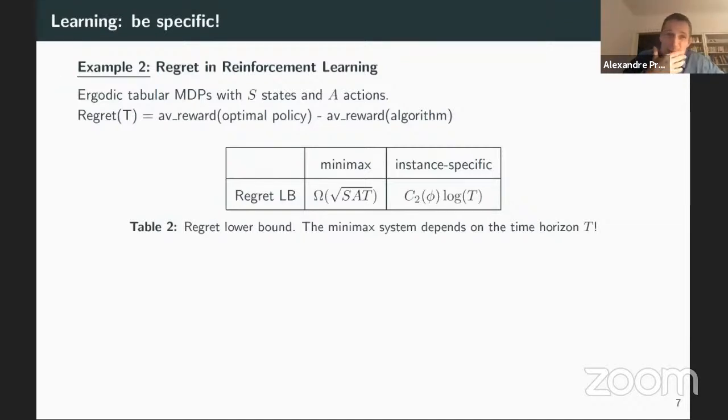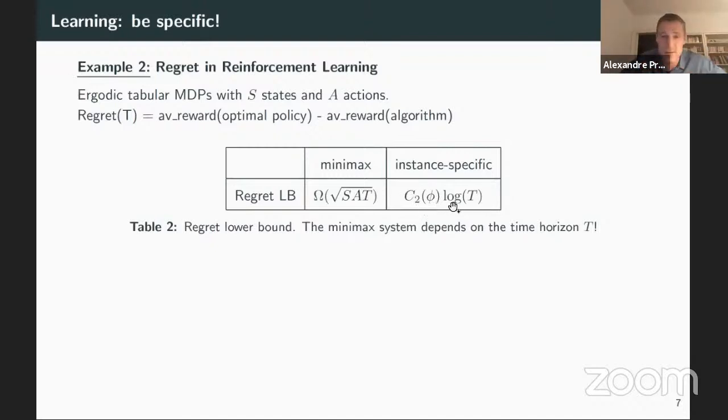At time T, after T observations, you can look at the regret of your algorithm by comparing the average reward of an optimal policy, if the policy knows at time zero what the best policy is, minus the average reward that you collect using your algorithm. For this reinforcement learning problem, there is a regret lower bound in the minimax and in the instance-specific senses. The lower bound for the minimax approach scales as square root of SAT, whereas the instance-specific lower bound scales as a constant that depends on the MDP considered, times log T.